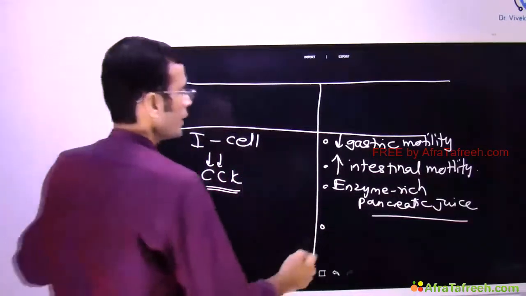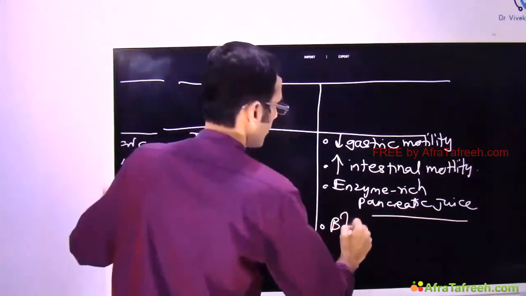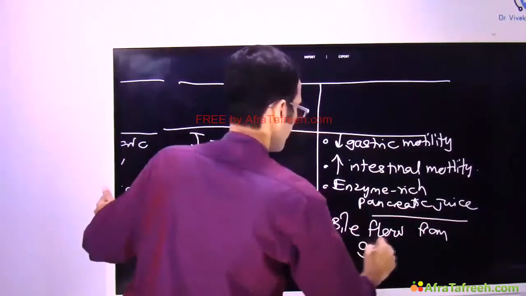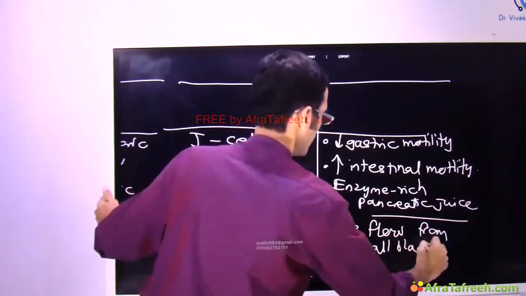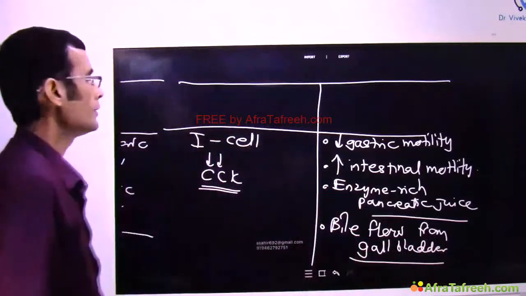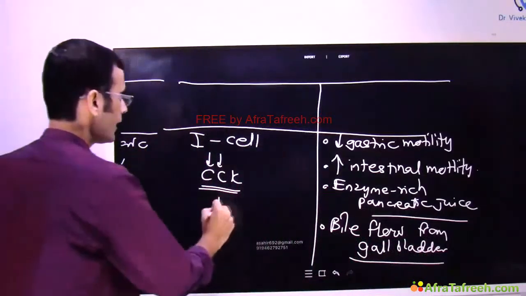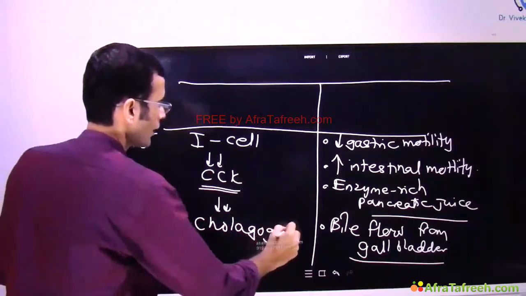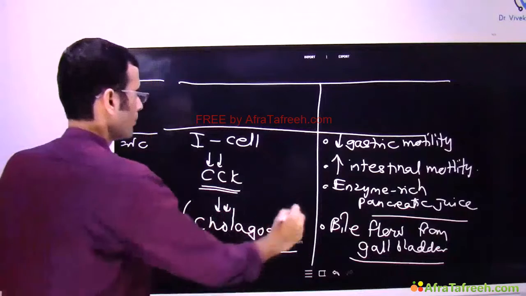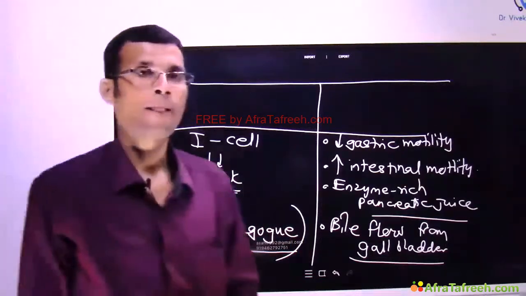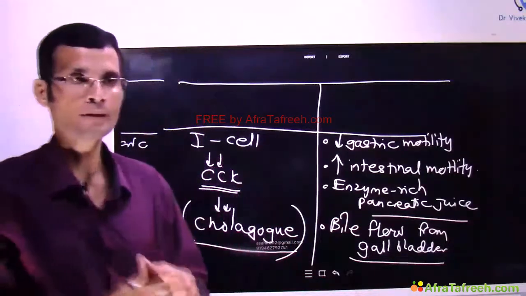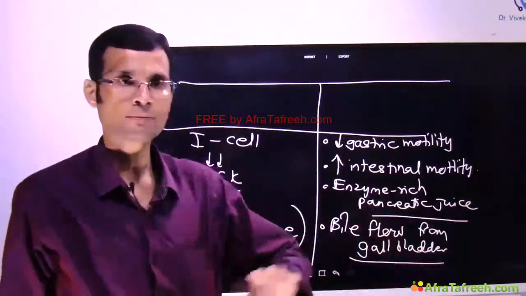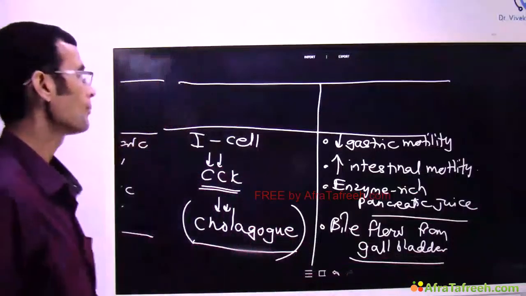So CCK will cause bile flow from the gallbladder. Therefore CCK is called a cholagogue. It's the strongest cholagogue. What's a cholagogue? A cholagogue is the substance which causes gallbladder contractions and causes bile flow from the gallbladder.